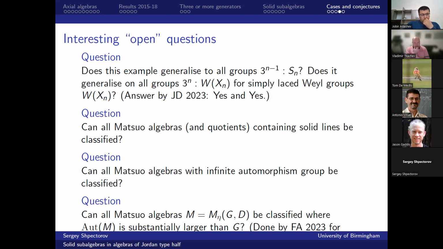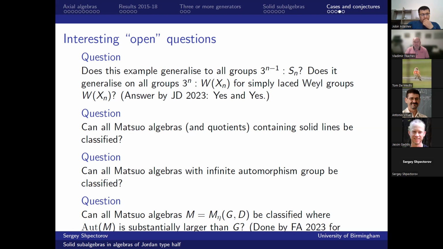And this question was already answered by Yari Desmet, who I think is somewhere here in the audience. He answered yes and yes. This all can be generalized to this example. So we have solid lines for all these algebras, for all these non-Jordan algebras. Can all Matsuo algebras and quotients which contain solid lines be classified?